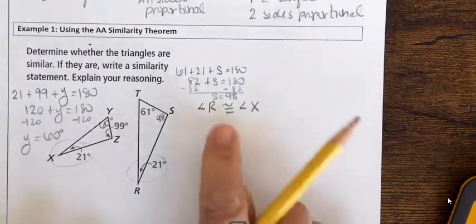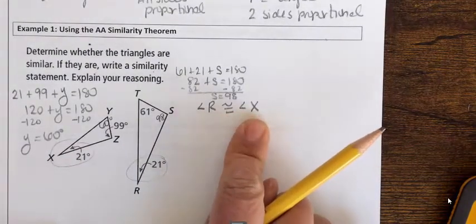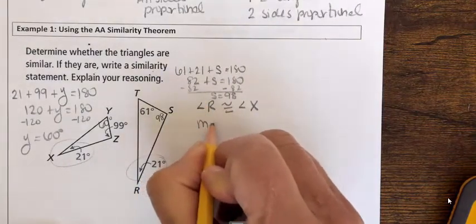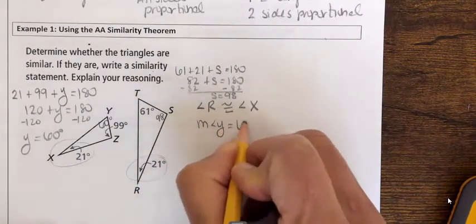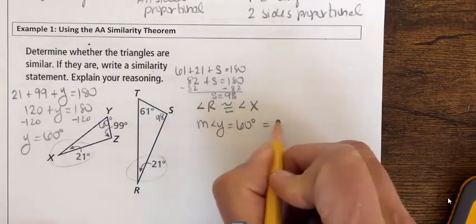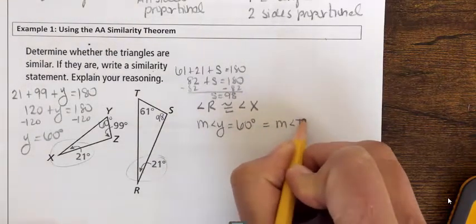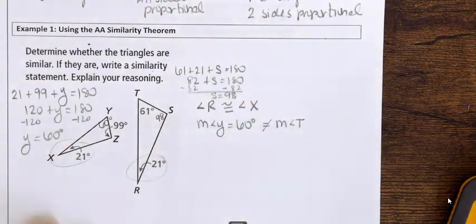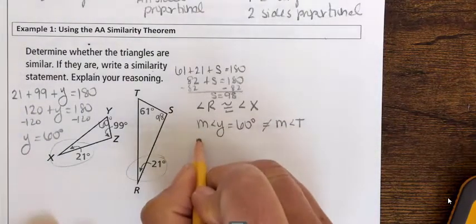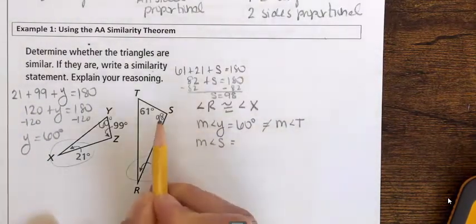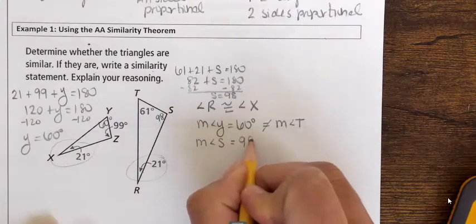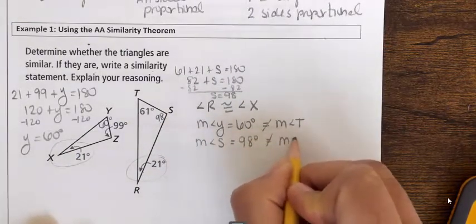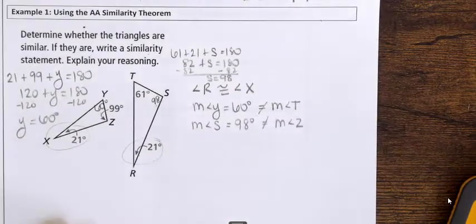Okay, so we know that angle R is congruent to angle X. However, the measure of angle Y is 60 degrees, which does not equal the measure of angle T. And we also know the measure of angle S is equal to 98 degrees, which does not equal the measure of angle Z. So the triangles cannot be similar because there's only one pair of congruent corresponding angles.